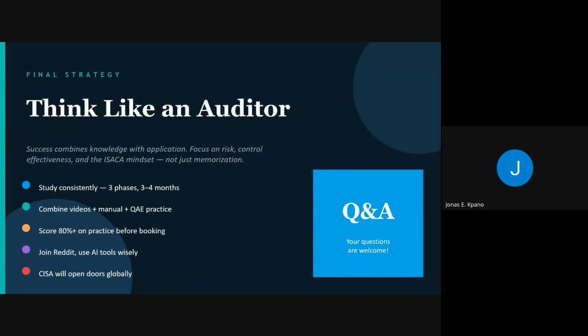So what's the final study strategy? You need to think like an auditor. For the exams, you really need to think like an auditor, study consistently, and combine videos, the review manual, and practice question and answers. Before you sit for the exams, try aiming for 80% on your practice exams. Join the Reddit community, use AI tools wisely, and just remember, CISA will open doors globally.